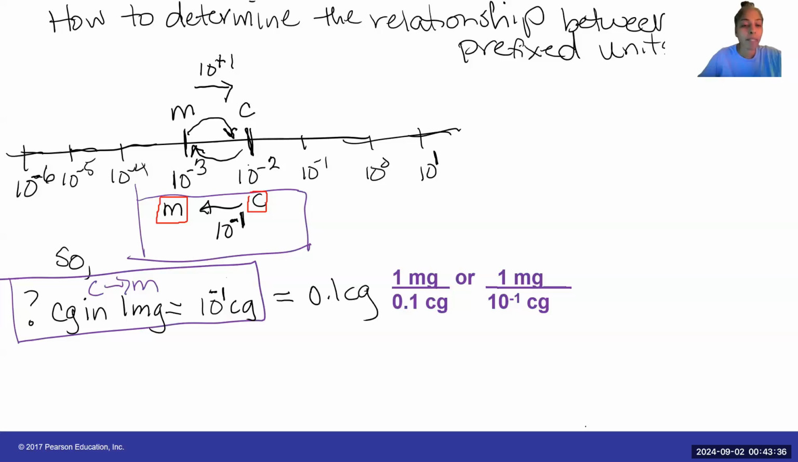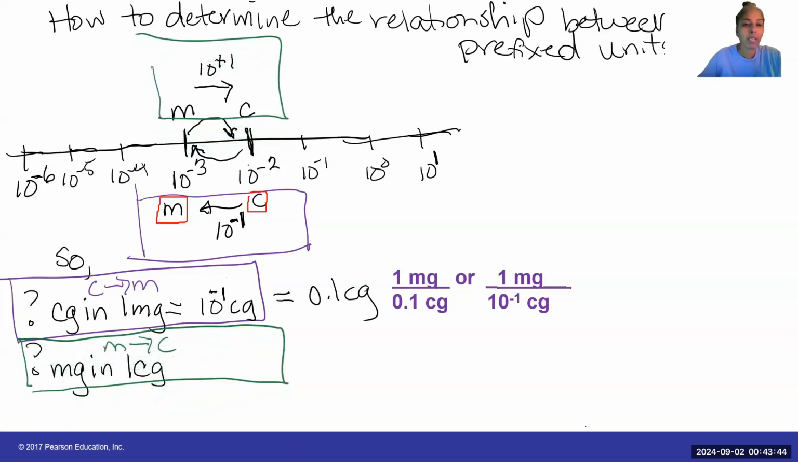So let's take a look at the opposite. How many milligrams are there in 1 centigram? Well, we're looking at this version here, going from milli to centi. Notice we did 1 hop forward, so that is 10 to the positive 1. So 1 centigram is equal to 10 to the plus 1 milligrams, or we can write that as 10 milligrams. Now, what's important to note is that although I didn't write the 1 here, that doesn't matter.